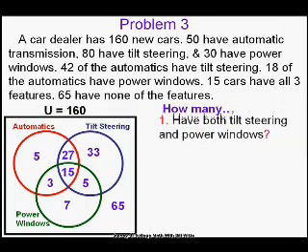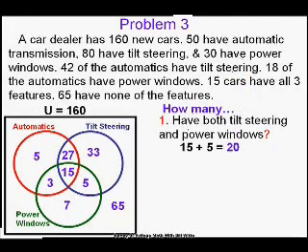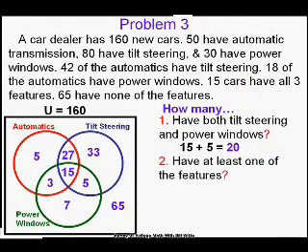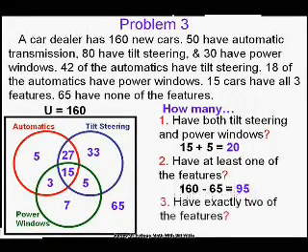How many have both tilt steering and power windows? There it is. It's right in front of your face once you put in the numbers. 20. How many have at least one of the features? Meaning at least one means I have 1 or 2 or 3. In other words, not none. That's the union of the 3. So basically 160, take away the 65. And I get 95 have at least one feature.